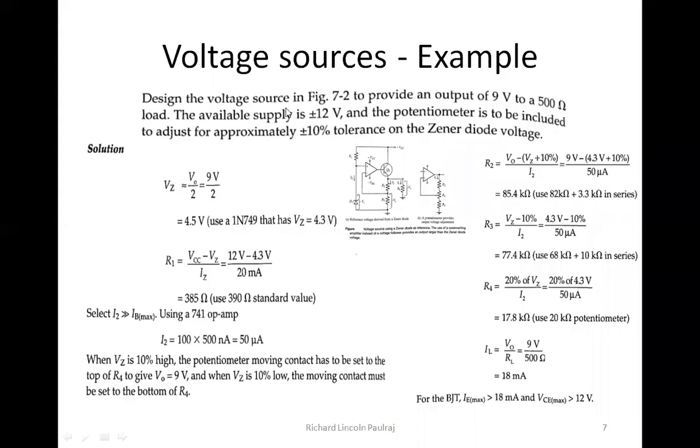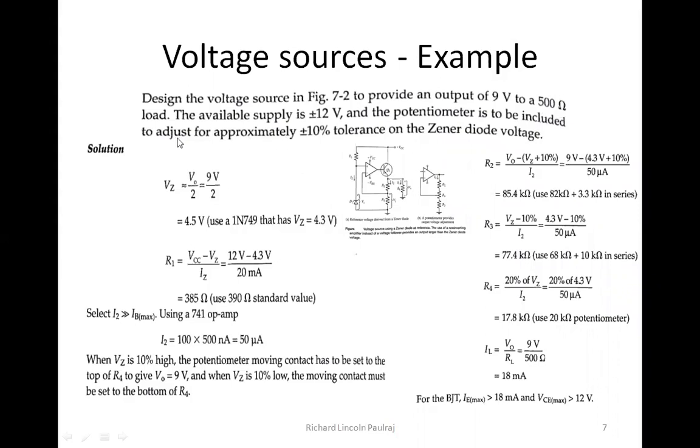So design the voltage source. We have to design a voltage source which was shown in the previous figure. I've just brought that same figure here, with Zener diode and BJT op-amp and having the potentiometer connection, having R1, R2, and R3. To provide output voltage V naught of 9 volts, half of that is 4.5. So VZ is going to be about 4.5, right?